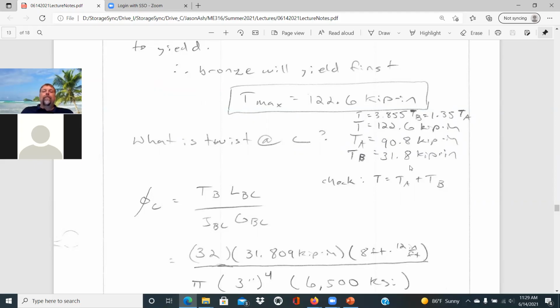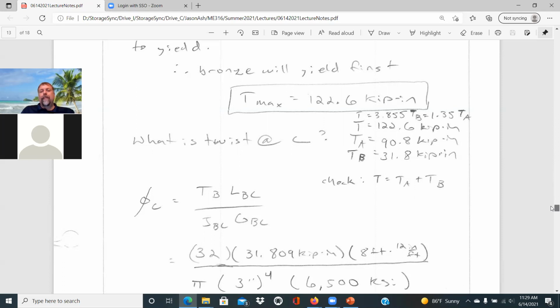And so we are doing a verification check just to make sure we are good with equilibrium based on the numbers that we calculated here. So those numbers do satisfy equilibrium. And then we want to know what is the angle of twist at C.